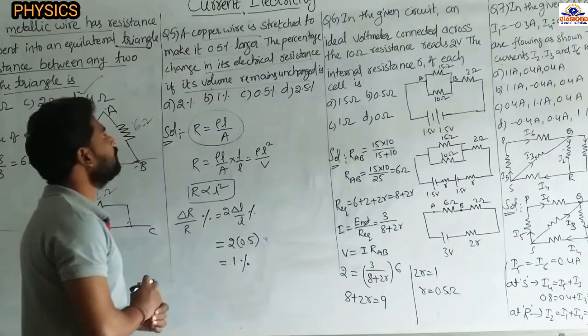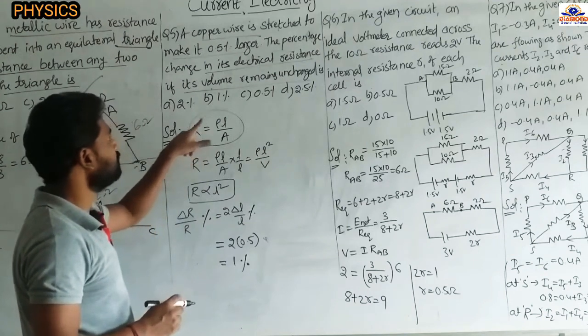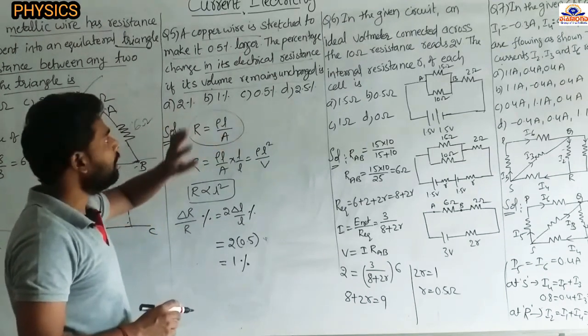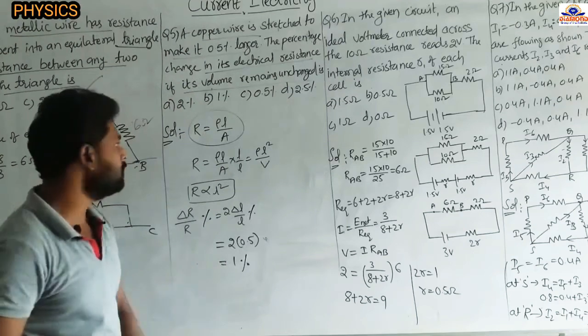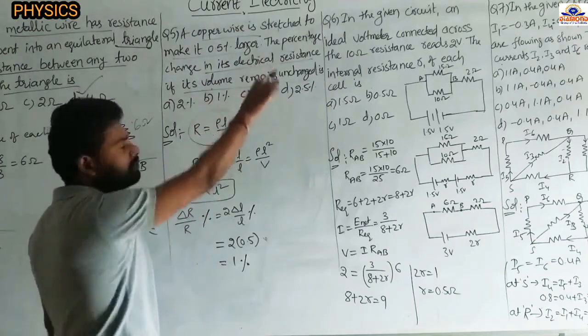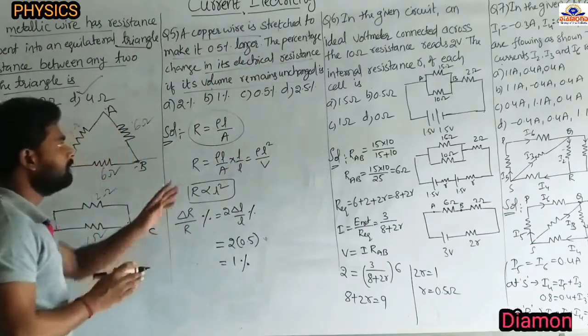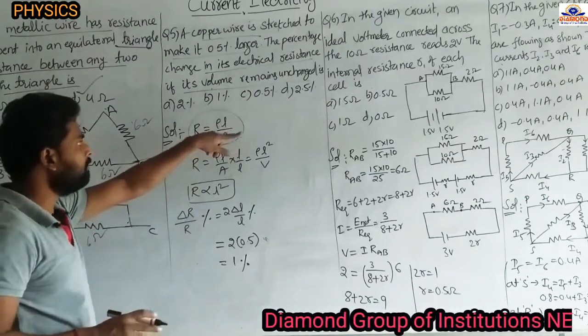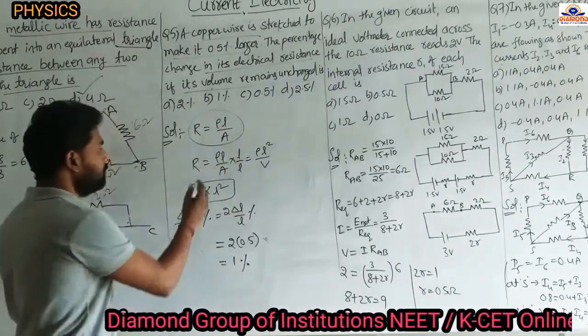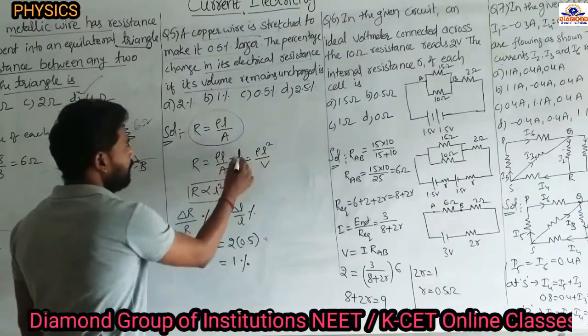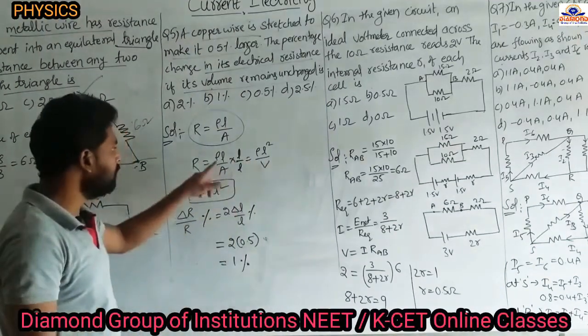So here they are asking for the resistance, and they have given information about the length, and they said volume is constant. So to use the information about the length, we multiply and divide this formula by the length. So I am doing rho L by A, multiplying and dividing by L. So then what will we get?